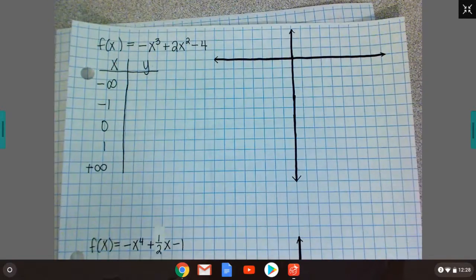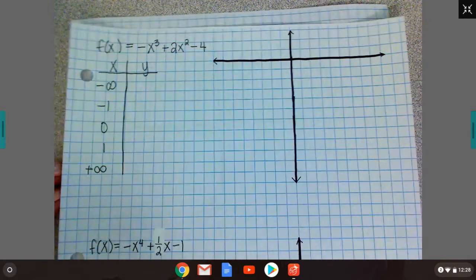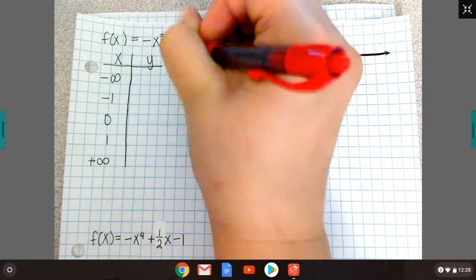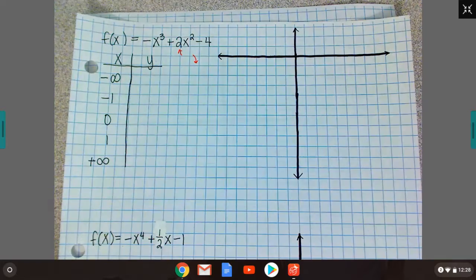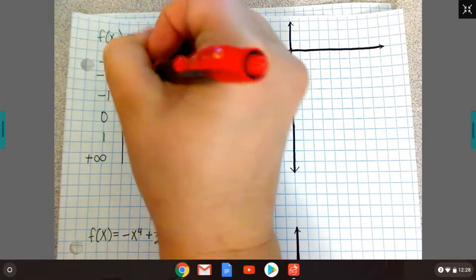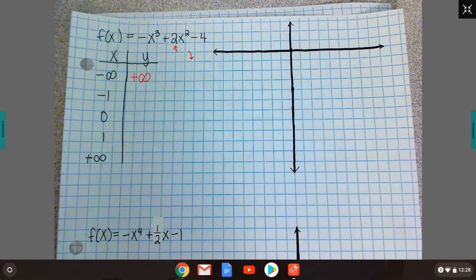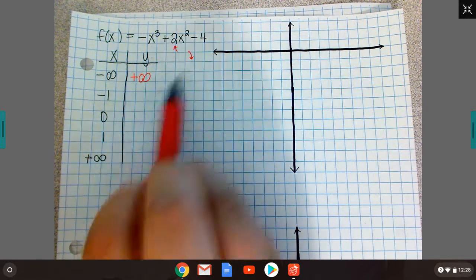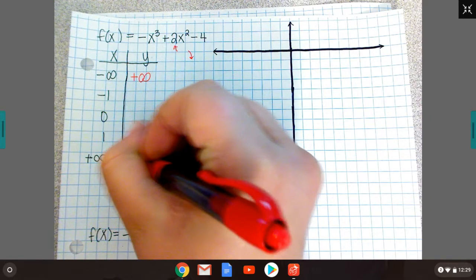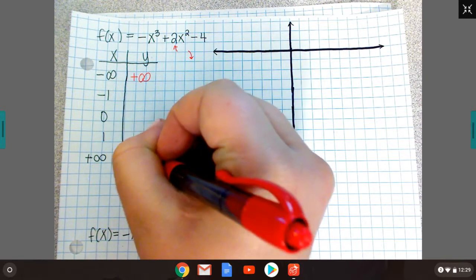All right, there we go. This one, we've got an odd power, so that means that it's either 1 up, 1 down, or 1 down, 1 up. They don't match. It's negative, so it's going to end negative. So it's going to look something like that. So our x's, as they head towards negative infinity, our y's are going to head towards positive infinity. And our x's, as they head towards positive infinity, our y's go down towards negative infinity. It's supposed to be a negative.